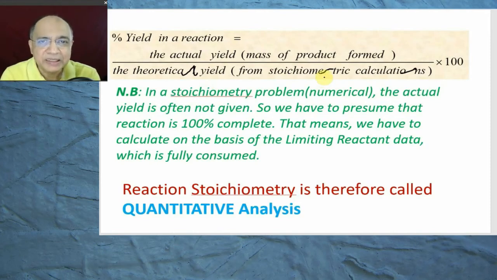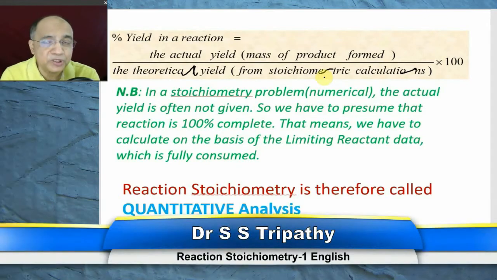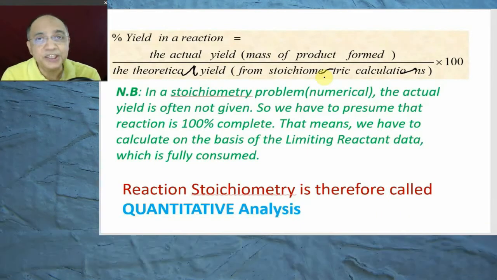Percentage yield means the actual amount of product formed divided by the theoretical amount of product that would have been formed if the reaction would have been complete, into 100.